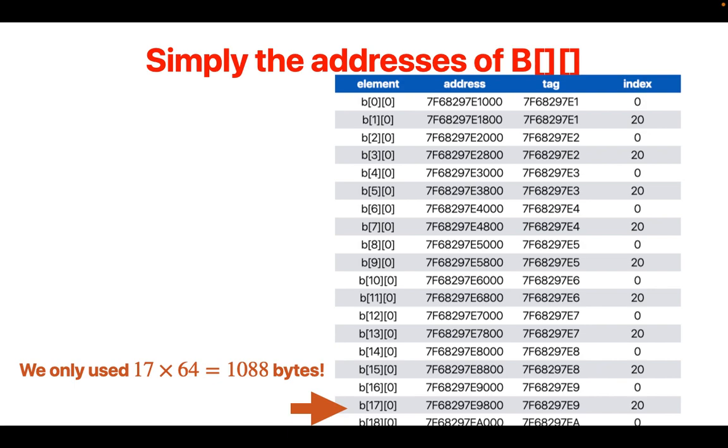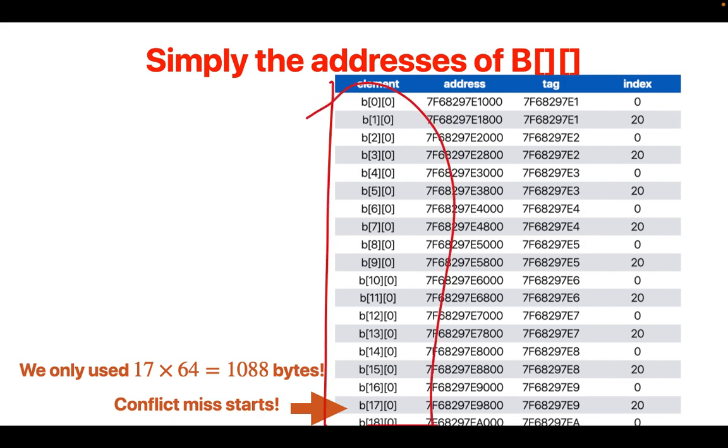Even though it's within the same column, although we saw the main reason is capacity misses, if you see the address sequence, you'll figure out that conflict misses already start. So it turns out that for matrix multiplication, even though we need a larger cache, it still doesn't help, because the conflict misses remain. So matrix multiplication is not only a capacity misses problem, but also a conflict misses problem.